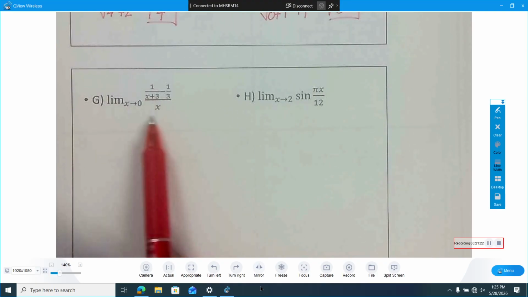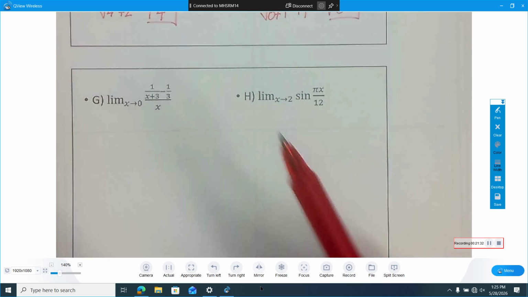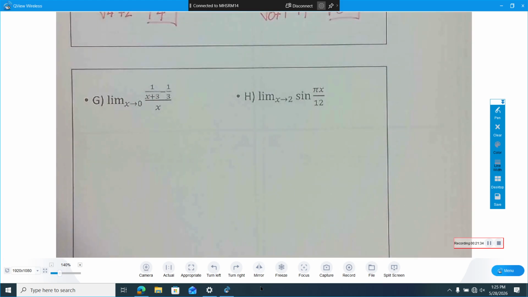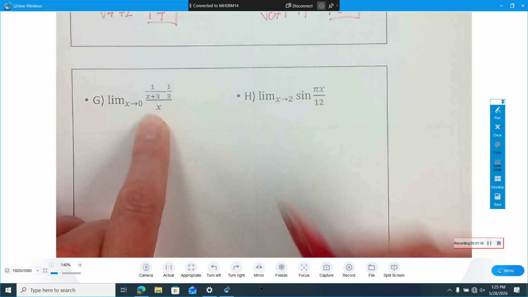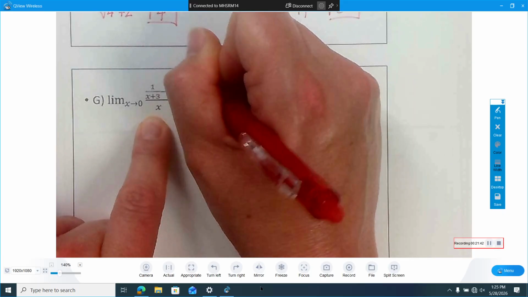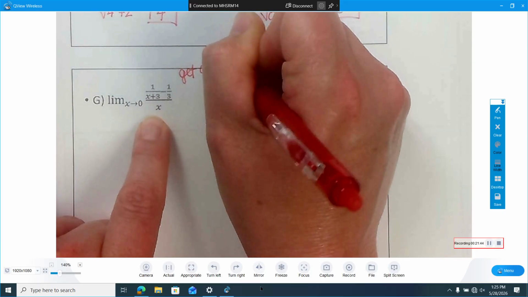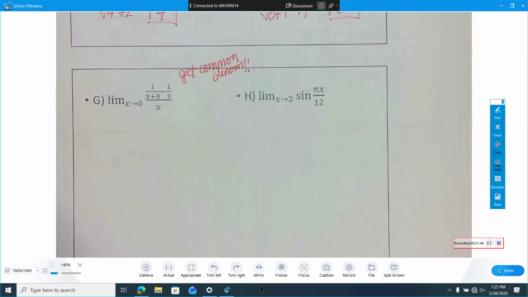When we look at this, it is a complex fraction. Can I plug in 0? No, we get something undefined. So this is one where we're going to need to clean up our fraction. So we need to get a common denominator, so that our fraction comes together.